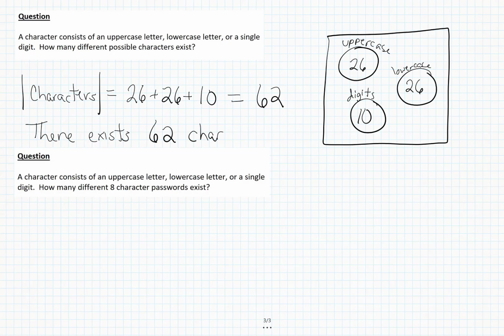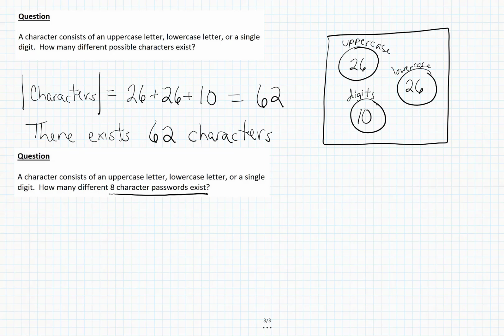And looking at our last problem, you have a character consisting of an uppercase letter, lowercase letter, or a single digit. How many different 8-character passwords exist? So this is important in terms of security of our passwords. Well, when we look at this, you can't easily separate them into different sets immediately. It's not obvious. I mean, yeah, we could probably do, okay, those passwords beginning with an uppercase A, then those passwords beginning with an uppercase B, and so on and so forth, try and break it up that way. But notice there's a lot of different places that we have to account for.